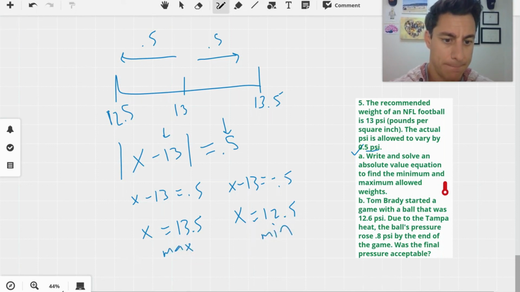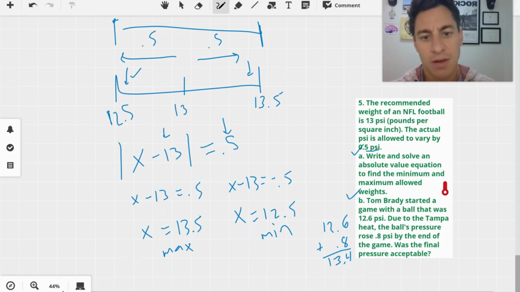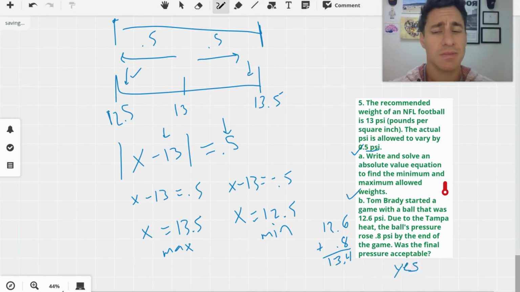B. Tom Brady started a game with a ball that was 12.6 psi. That's about here. Due to the heat, the ball's pressure rose by 0.8 psi by the end of the game. Was the final pressure acceptable? So 12.6 but it went 0.8 higher. That gets us to 13.4. That's here, and remember, this whole thing is the acceptable range. Tom Brady is good to go. Get off his back, cheaters. Yes, it was acceptable. Did I say cheaters? I meant to say haters.